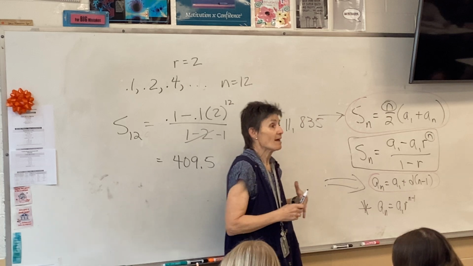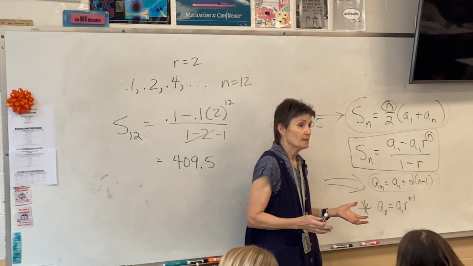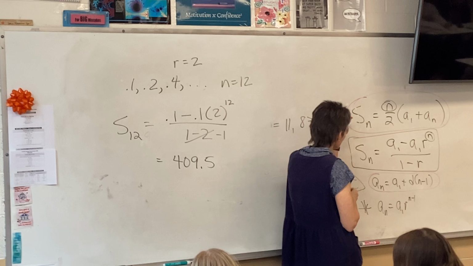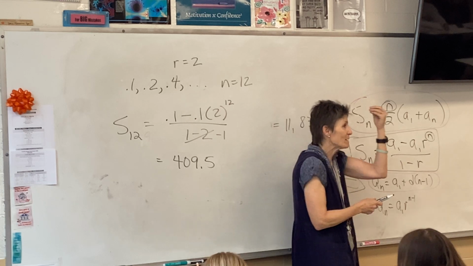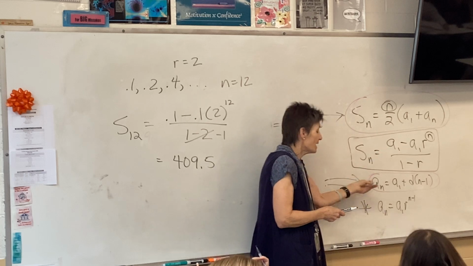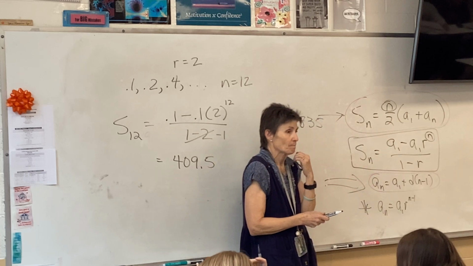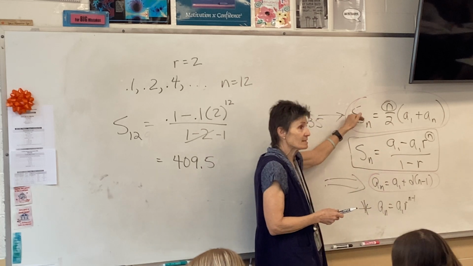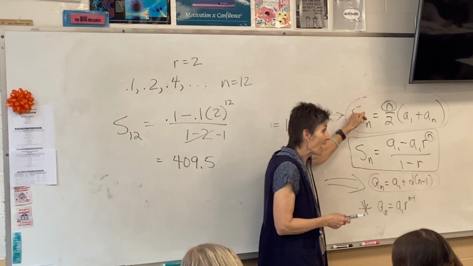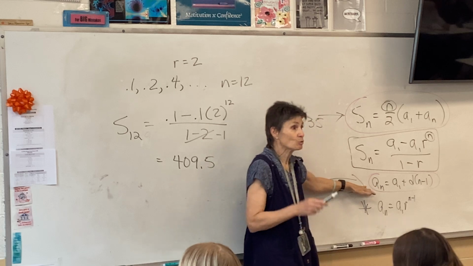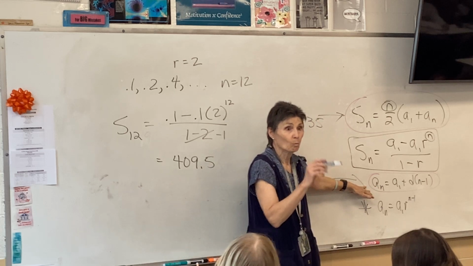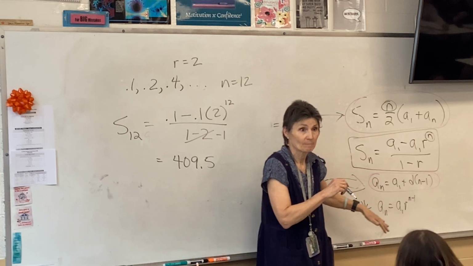So let's say I have an arithmetic problem. How do I know whether I'm using this one or this one? What's the difference between the S formulas and the A formulas? The S's deal with adding, sum, I'm adding them up. This deals with just a term. Which term in the list?